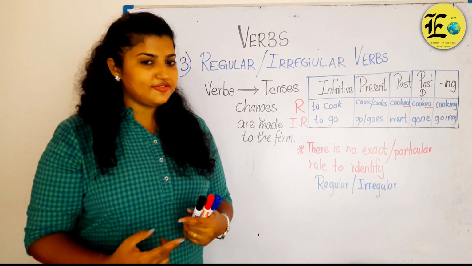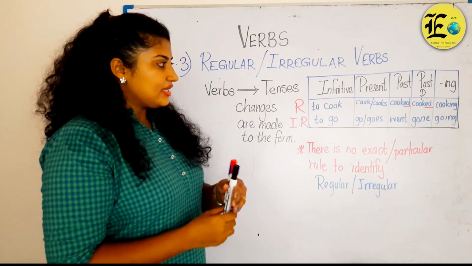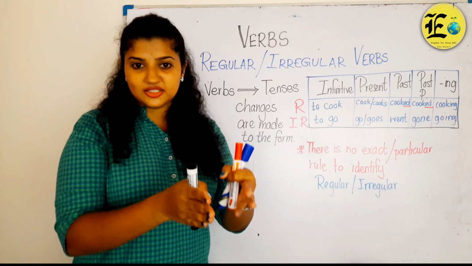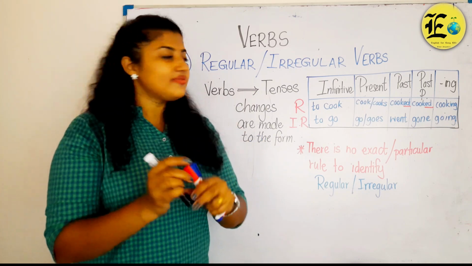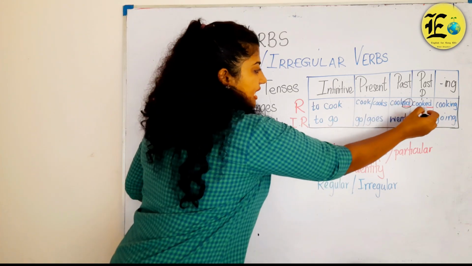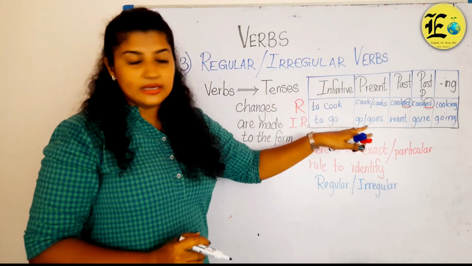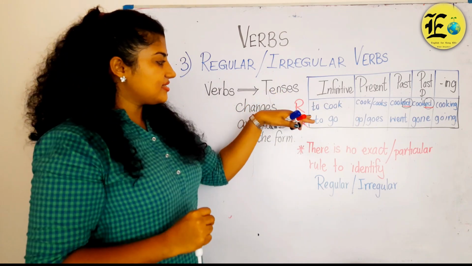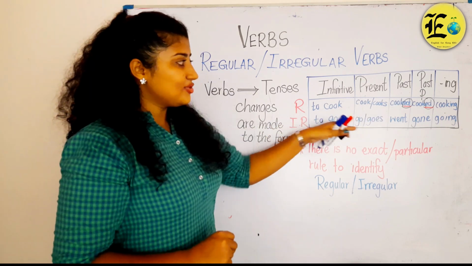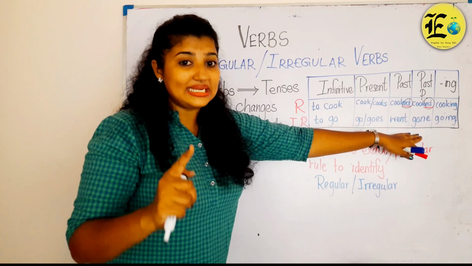Now how could we identify whether a particular verb is an irregular verb or a regular verb? The simplest way is, if you have the same form for the past tense and the past participle, then remember it comes under the category of regular, just like this, because we have ed in both the past tense and the past participle of the verb cook. We categorize it as a regular verb. But now if we look at this verb go, when it is turned into the past tense, it is went, and the past participle of it is gone. So there, remember, it is irregular.